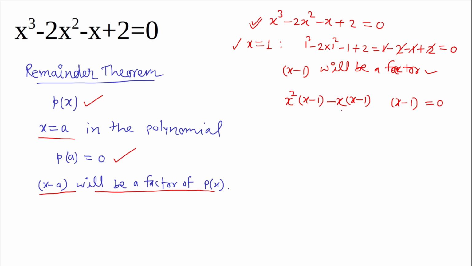Now what is the next term we are getting here? Minus x into this minus 1 will give you plus x. But in the original equation you have minus x. So here you are getting plus x, but in the original equation you want a minus x. So you need minus 2x, which could make this plus x minus x.